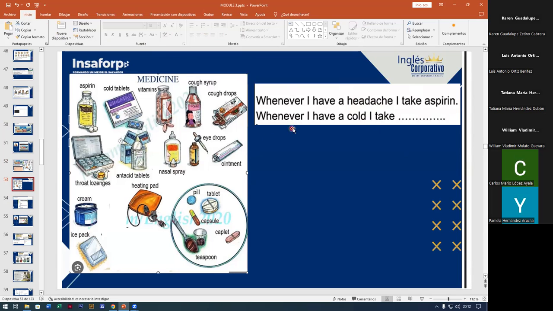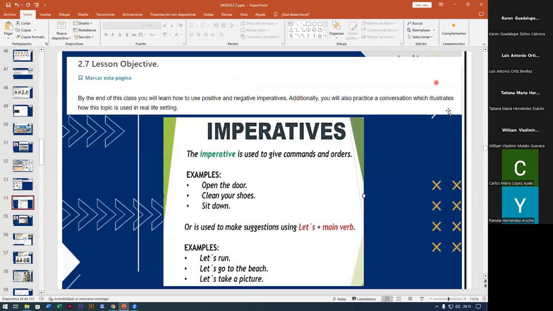Very good. Okay. So this is like, when something happens, or when you feel those symptoms, you take a specific medication, right? Do you have questions? No questions? All right. Let's go ahead then with the other topic, with the imperatives.